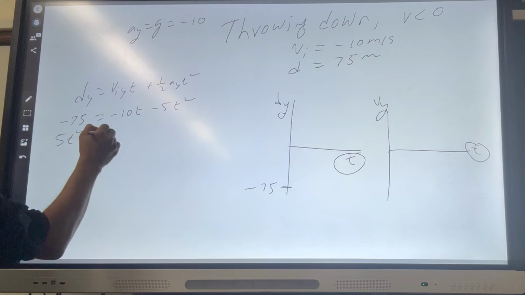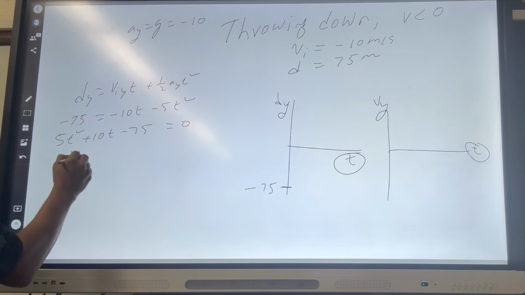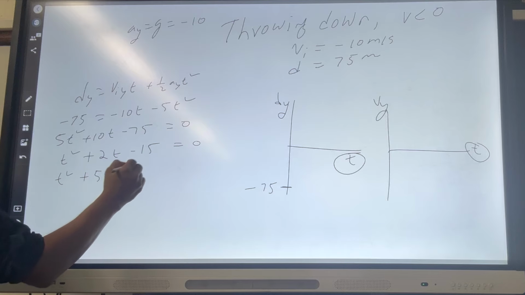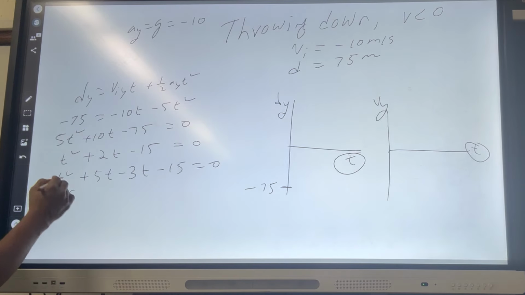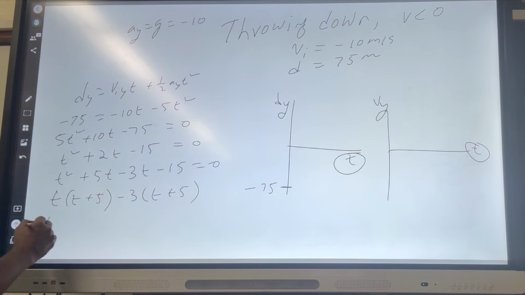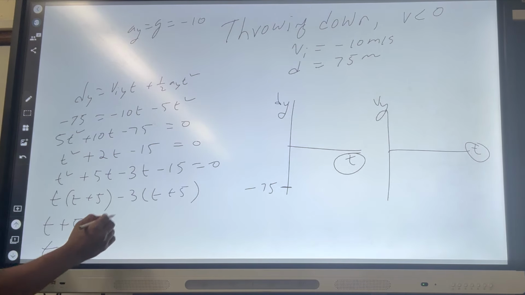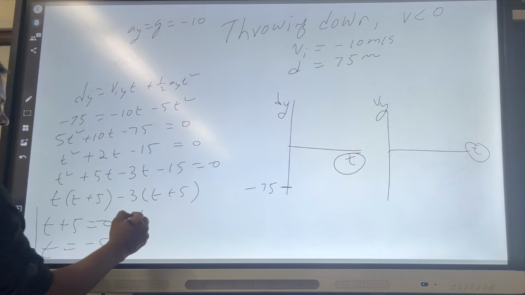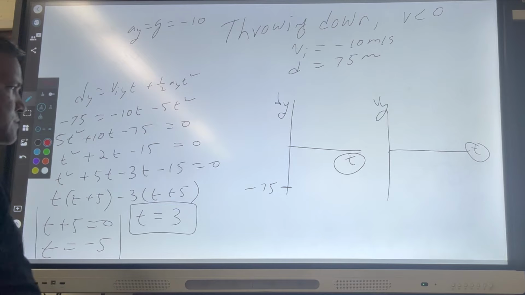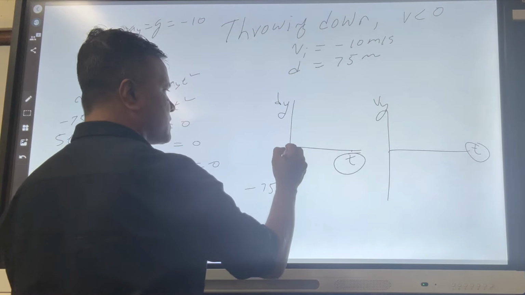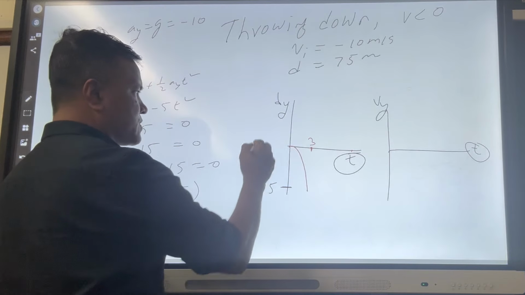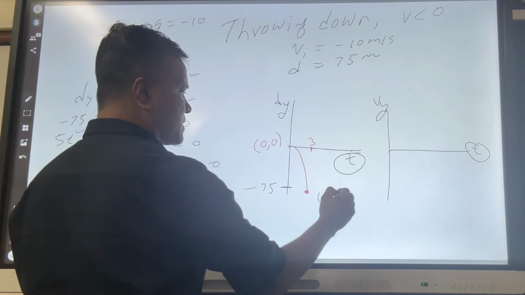Okay, so what do you have? 5t squared plus 10t minus 75. Divide everything by 5, this is t squared plus 2t minus 15. You don't have to use the quadratic formula because this is nice. So you can factor it. This is t plus 5 and t minus 3. So t plus 5 is equal to 0, so t is equal to negative 5. T equal to negative 5 doesn't exist until you invent a time machine. Then you can go backward in time, but t is equal to 3 does make sense. So now let's do this one. It doesn't take forever to hit the ground, it takes only 3 seconds. So this one 0 comma 0, and this one 3 comma negative 75.